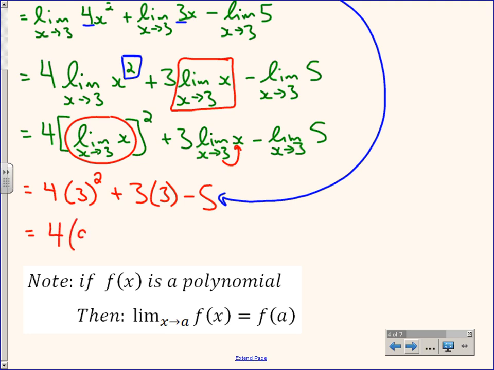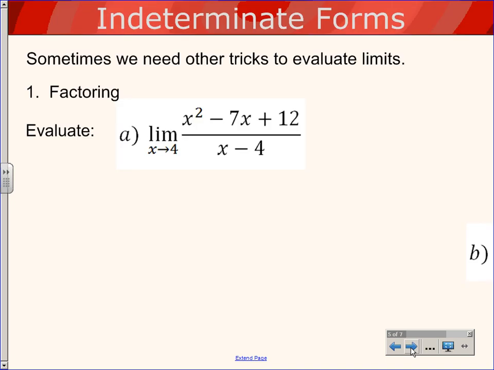Let me evaluate this. 4 times 9 is 36, minus 5, plus... there's 40. So the limit's 40. So an awful lot of work there. We did it well, right? Used all of our limit properties, but in the end we could have just subbed in the a value.